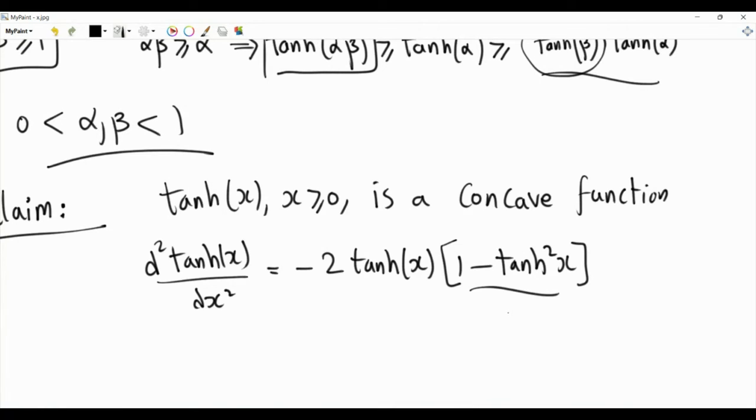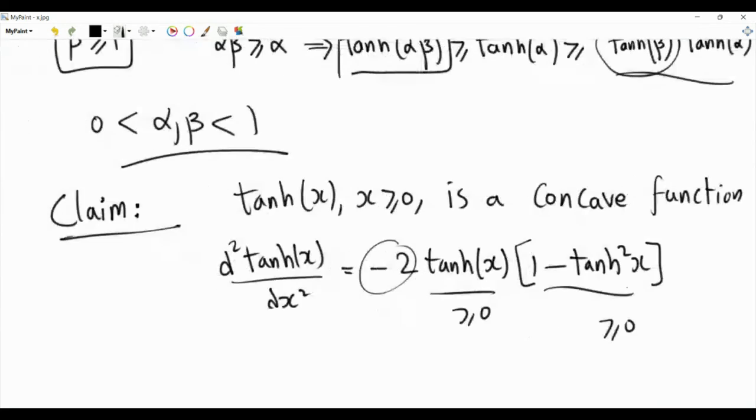Now, tangent is between 0 and 1 when x is in that range, and so this is non-negative, and this is non-negative, and then we have minus 2. So basically what we have here is a negative second derivative. So the second derivative is strictly negative if x is strictly greater than 0.